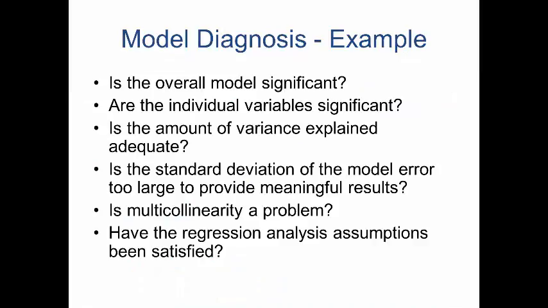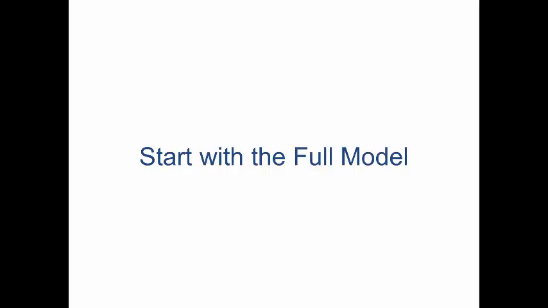But going further into that, in terms of model diagnosis, I think these are some of the questions you really need to think about. Is the overall model significant? Are the independent variables significant? Is the amount of variance explained adequate? Is the standard deviation of the model, so the error, too large to provide meaningful results? Is there multicollinearity, and is this a problem? And have the assumptions for regression been met? So taken together, the goodness of fit and these questions, and there is overlap there clearly, you need to think about these things in terms of your model building.